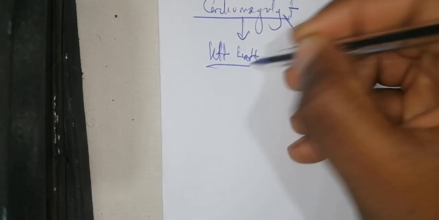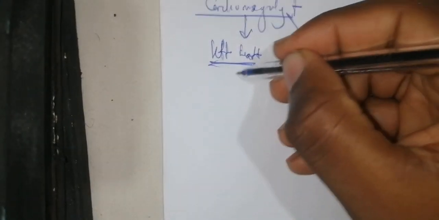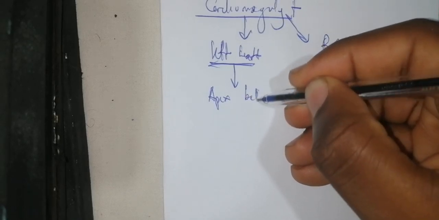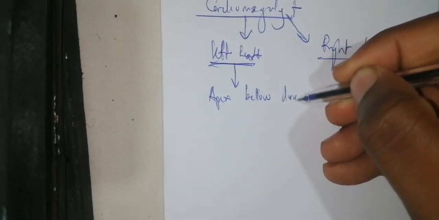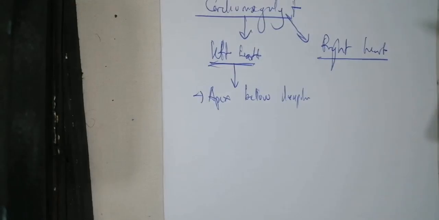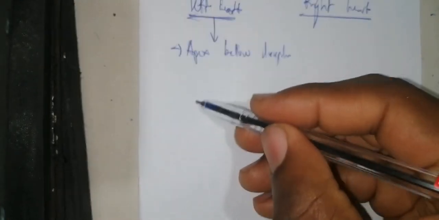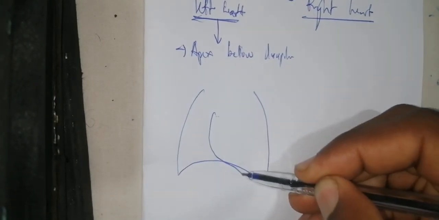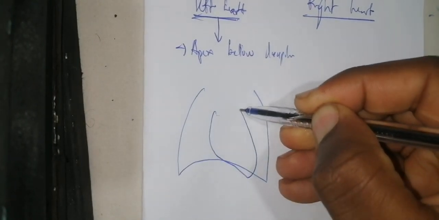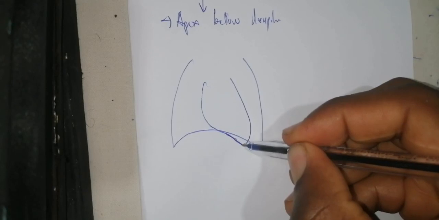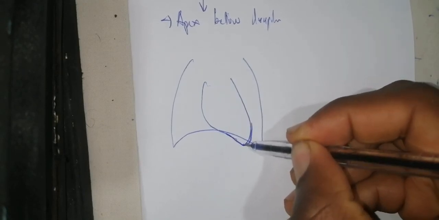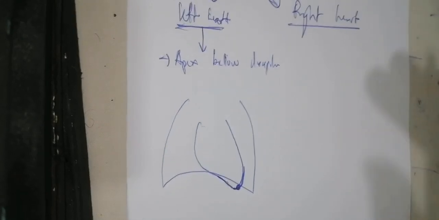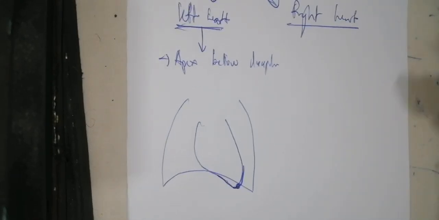But now, how can you know whether it's the left heart or the right heart? When the left heart is hypertrophied, the apex is seen below the diaphragm. Is it clear? That's the first point. It means that you have the X-ray as such, and you see the apex going below the diaphragm like that. When the apex goes below the diaphragm, you know that this is a left heart enlargement.